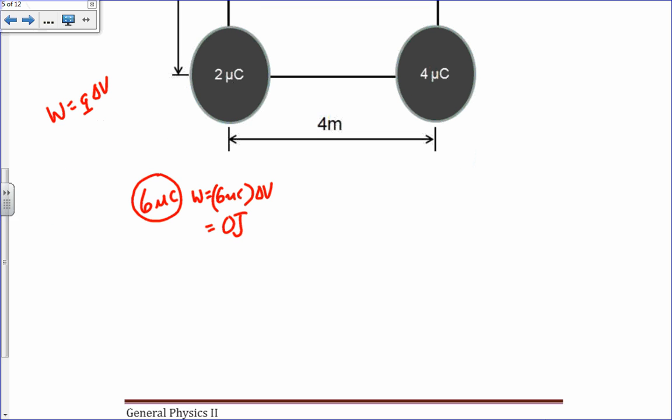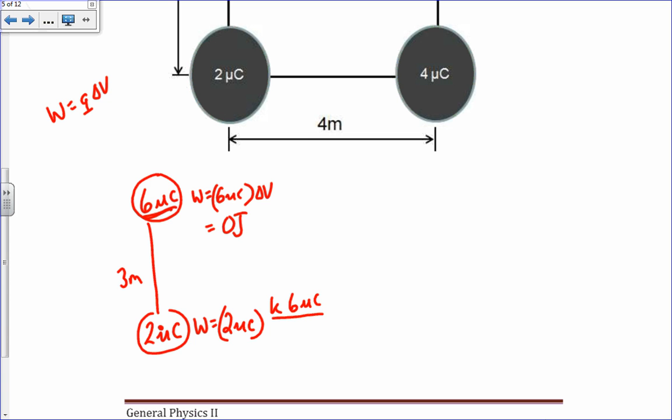Now let's imagine that we bring in our 2 microcoulomb charge. It's at a distance of 3 meters. Work for this is equal to Q delta V. That's going to be 2 microcoulombs times the potential at this point due to the 6 microcoulomb charge. So it's going to be K times 6 microcoulombs over 3 meters. Putting in the proper value for K and converting your units from microcoulombs to coulombs, I get 0.036 joules.